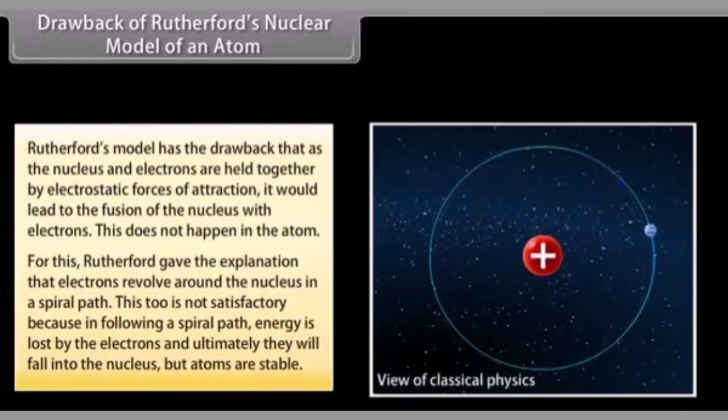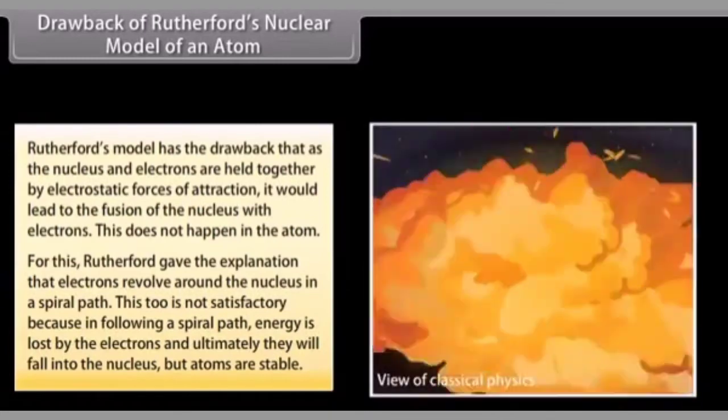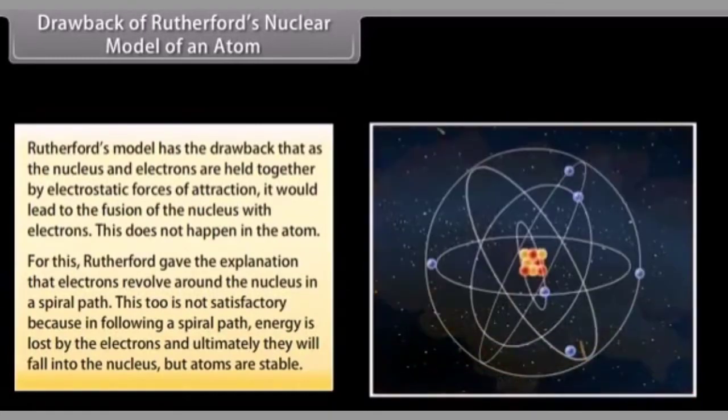For this, Rutherford gave the explanation that electrons revolve around the nucleus in a spiral path. This too is not satisfactory because in the spiral path, energy is lost by the electrons and ultimately they will fall into the nucleus, but atoms are stable.